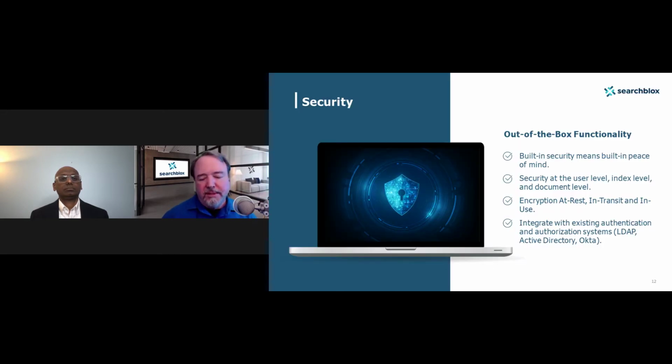So back to what we call the 4 S's. Security. Well, out-of-the-box functionality. People, of course, want built-in security. It gives them peace of mind. Security at the user level, index level, and document level. Encryption at rest, in transit, and in use. That'll all mean something to your security folks. And integrate with existing authentication and authorization systems. If you already have a way of signing on to systems at work, using LDAP and so forth, you want it to be able to integrate with that capability, and that's the way we have built it.